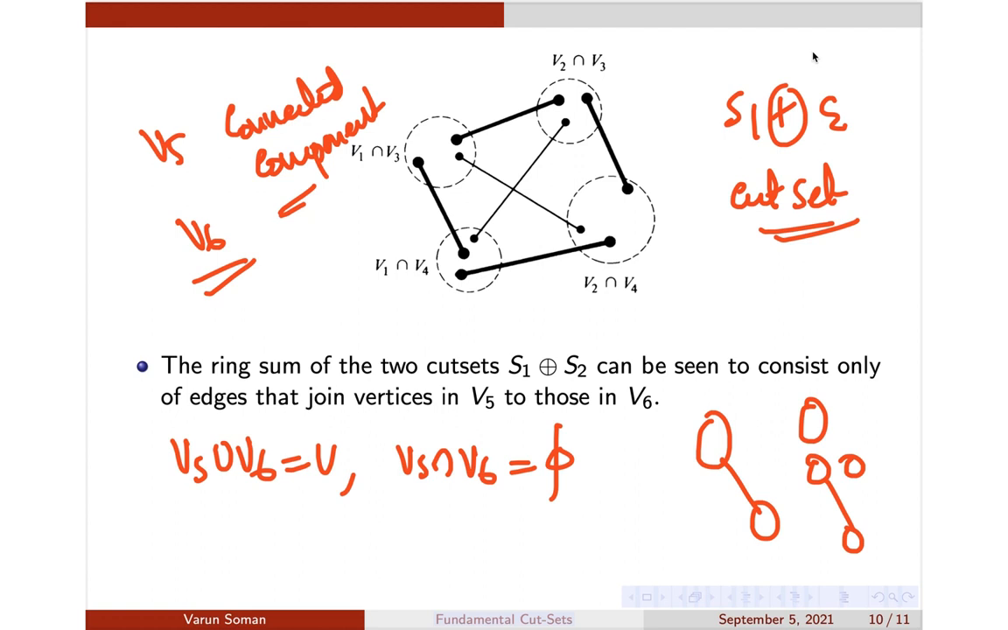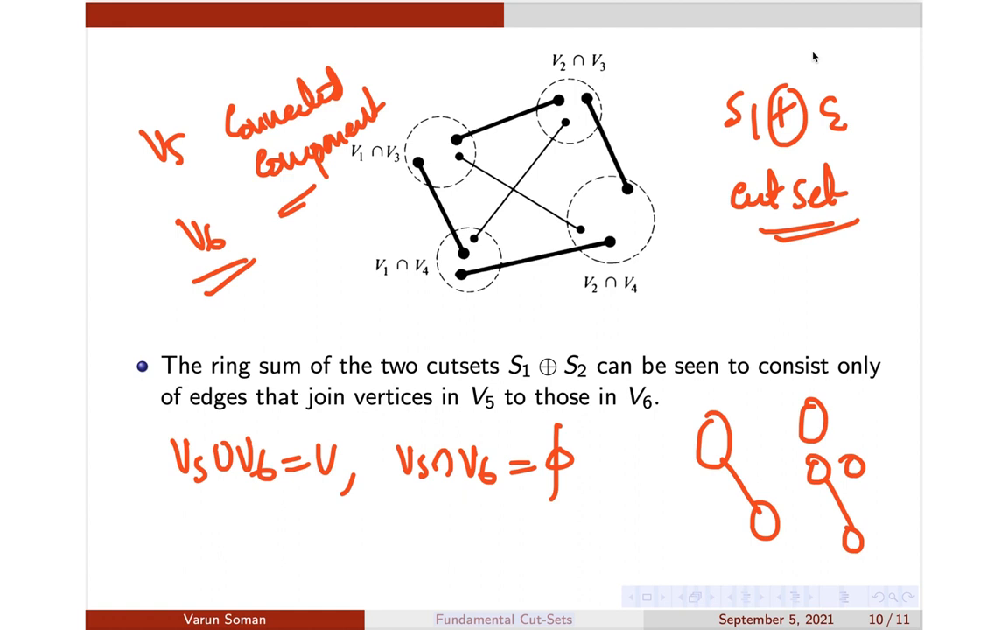Okay, now suppose your V5 is again disconnected. Suppose when you remove S1 ring sum S2, your V5 was disconnected. Earlier the graph is connected only. So when you're removing only S1 ring sum S2, suppose in that process, apart from V5 and V6, a new component has been created. Suppose V5 has been disconnected into two. What does that mean? That means there are some edges in the ring sum of S1 and S2 which disconnect V5 also. That means S1 ring sum S2 is not a minimal set and hence it cannot be a cut set.